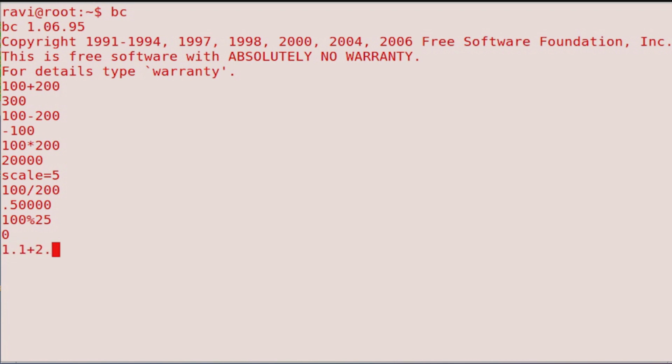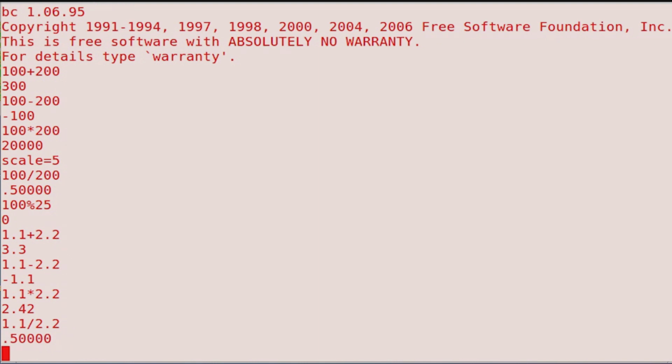1.1 plus 2.2 has returned 3.3. 1.1 minus 2.2 has returned minus 1.1. 1.1 star 2.2 has returned 2.42. 1.1 slash 2.2 has returned 0.5.